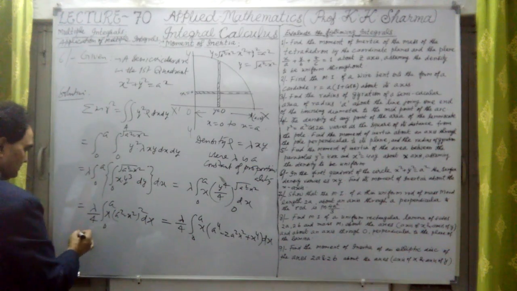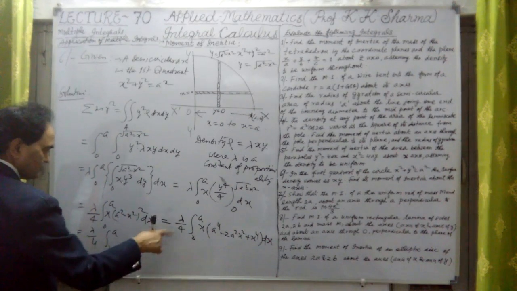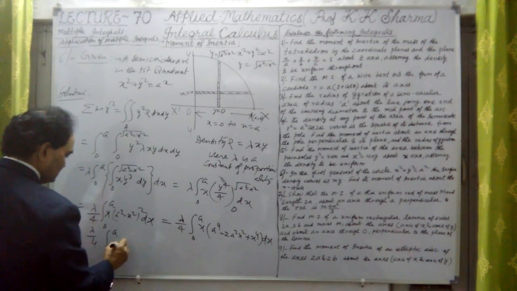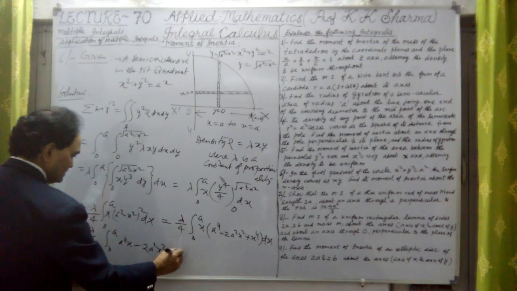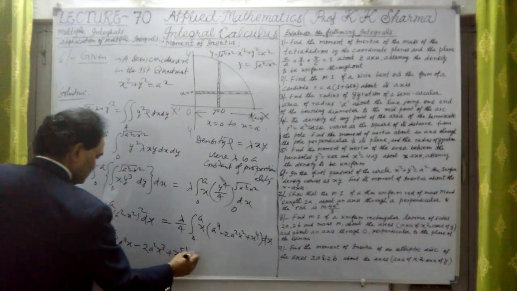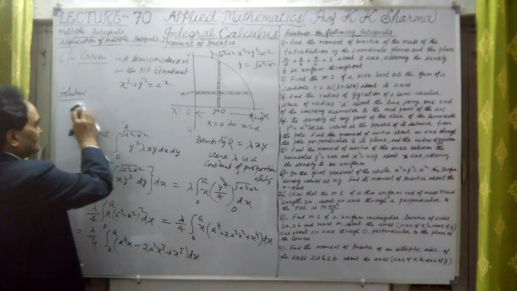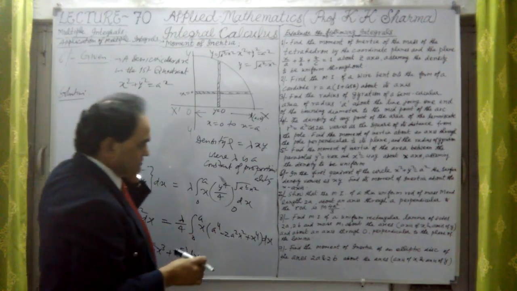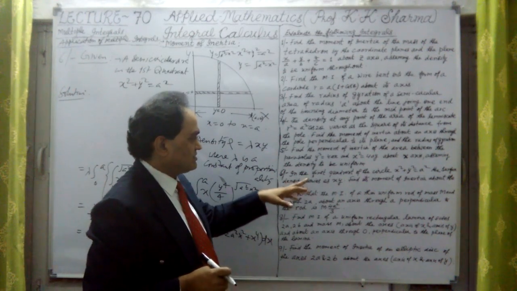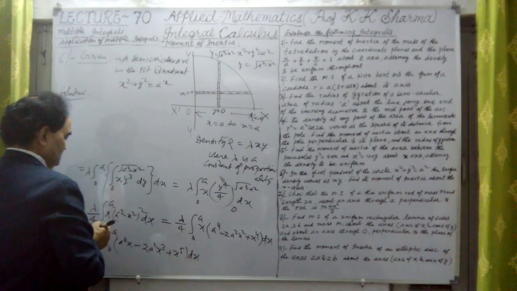Okay, now multiplying lambda upon 4, 0 to a limits. Multiplying by x, we will get a⁴ into x minus twice a square into x cube plus x⁵ into dx. Now integrating it with respect to x, what do we get? Let me solve it here. Finally, this is only with respect to x. Find its moment of inertia about the x-axis. No problem, we are finding it about the x-axis.